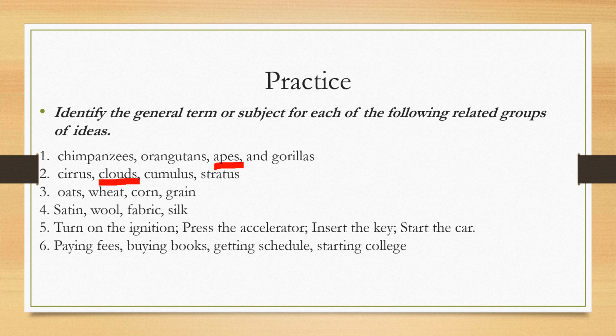Oats, wheat, corn, and grains. What is my general idea? It will be grains, because oats, wheat, and corn are types of grains. Satin, wool, fabric, or silk. What is my general idea? What is my topic? It will be fabric. Silk is a type of fabric. Wool is a type of fabric. Satin is a type of fabric.